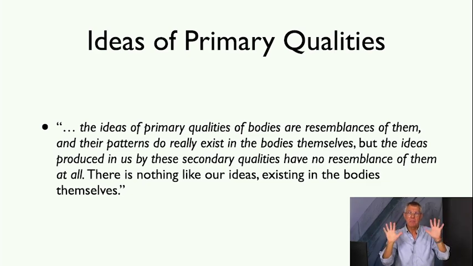The ideas of the primary qualities of bodies are resemblances of them. Their patterns really do exist in the bodies themselves. The ideas produced in us by these secondary qualities have no resemblance of them at all. There's nothing like our ideas existing in the bodies themselves. There's nothing like color that's really in the paper. We don't look at the atoms, we don't look at the electrons and say, well, it's made up of yellow electrons.